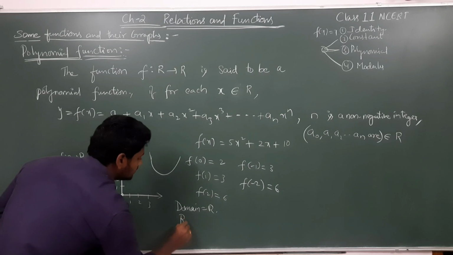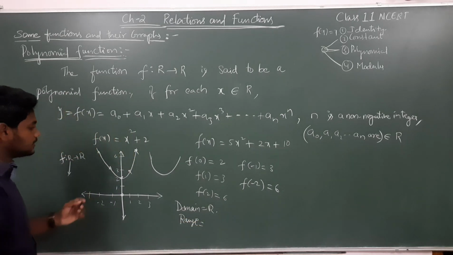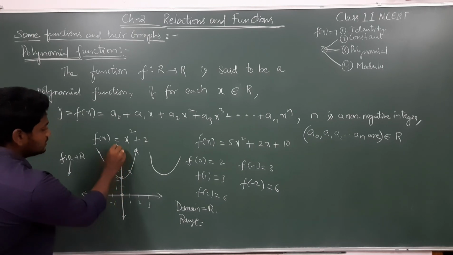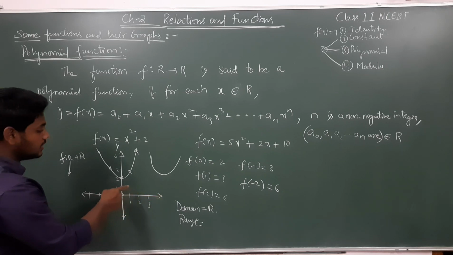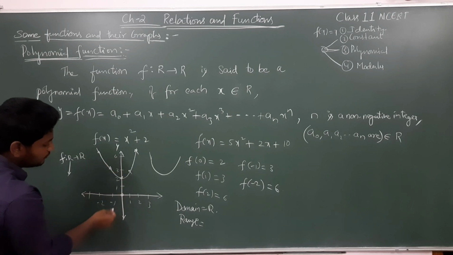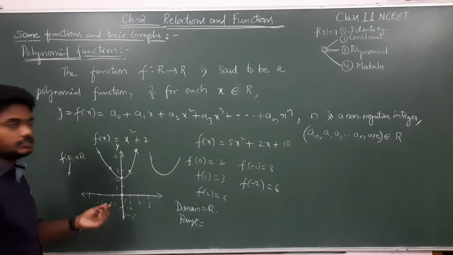Now what about range? If you observe, range is nothing but y values. Range is nothing but y values. Domain is nothing but x-axis values. Range is y values. Did you get anywhere negative, like minus 2, minus 3, minus 1?